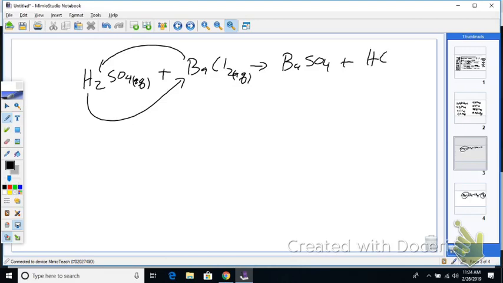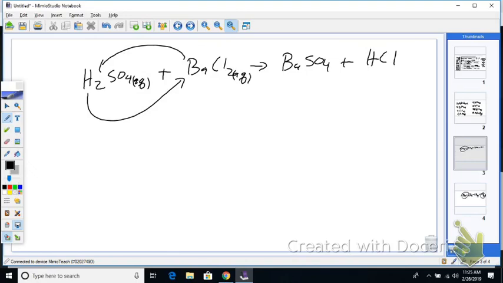HCl. Now, if you notice, I just wrote one of each. I'm not bringing this 2 subscript under H2 over. I'm not bringing the 2 from Cl over. I'm writing one of each. The only time I bring a subscript is if it's part of a polyatomic ion. Then I have to bring the whole thing over.